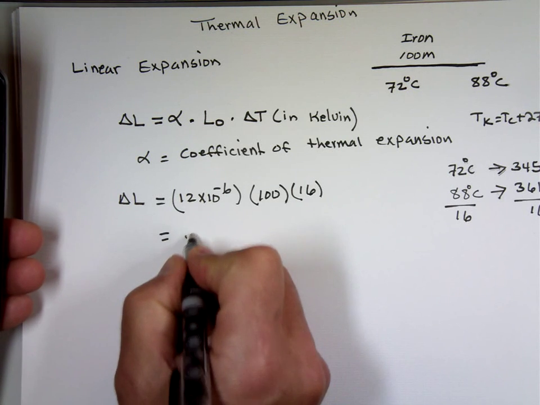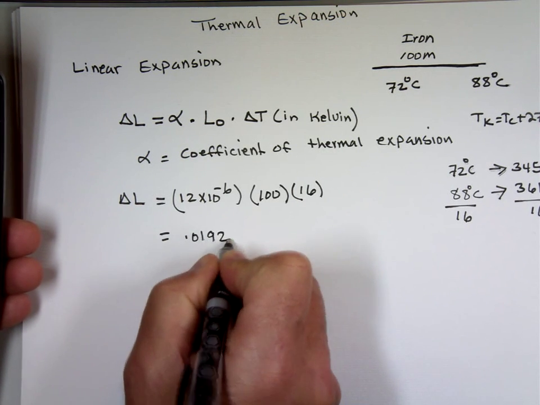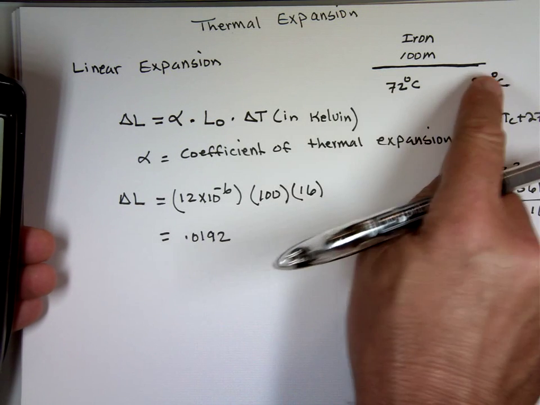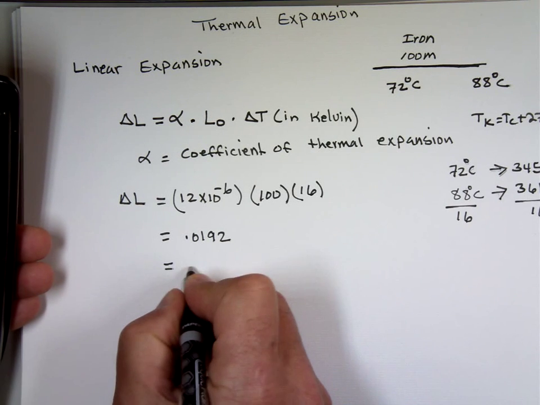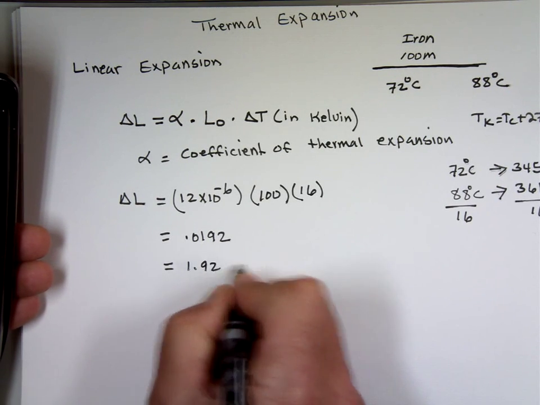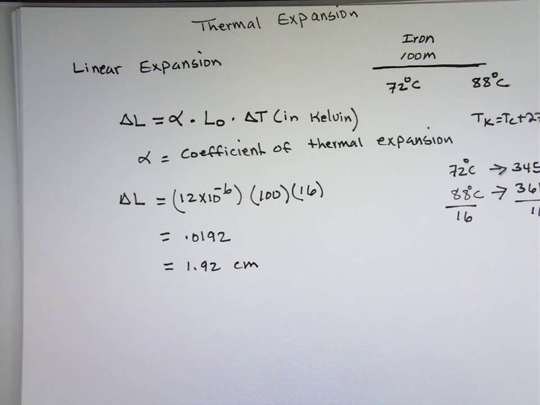It says 0.0192. This 100 meter track will expand approximately by 1.92 centimeters, almost 2 centimeters, from this morning to about 3 o'clock in the afternoon. It will be longer by 2 centimeters.